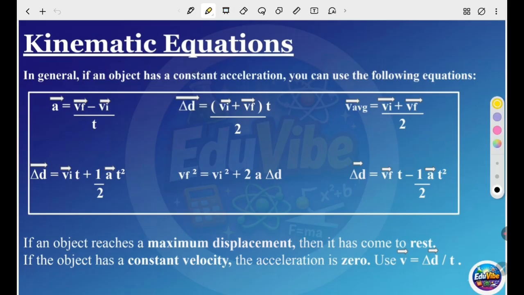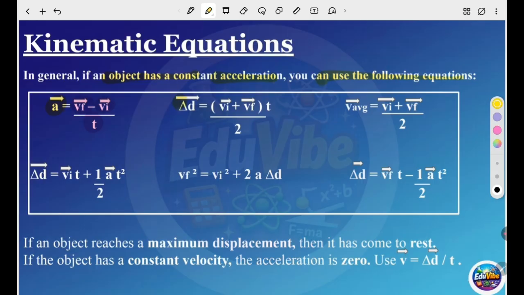So the kinematic equations, in general: if an object has a constant acceleration, you can use the following equations. The first equation you are all familiar with, the acceleration equation. This equation is final velocity minus initial velocity, upon time taken. It's the simple one which we already did in the previous video.